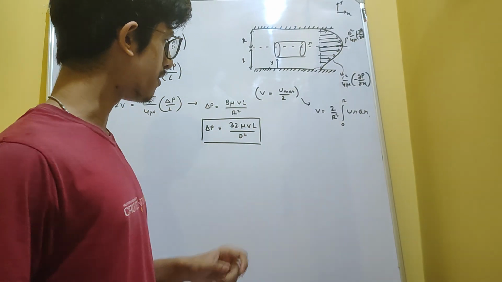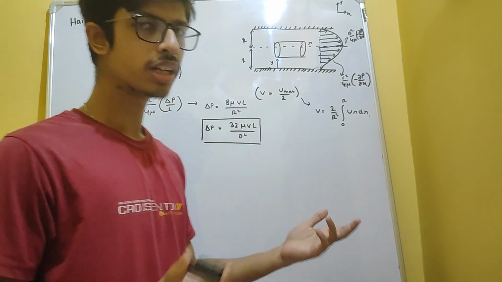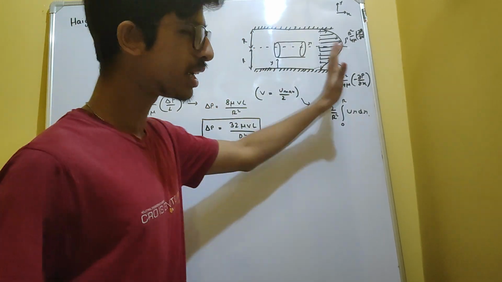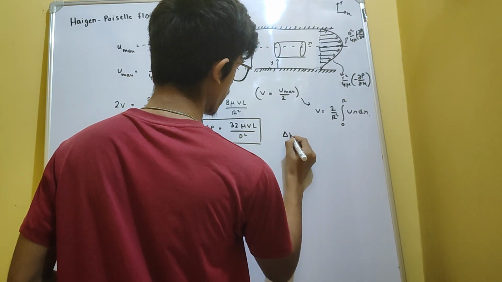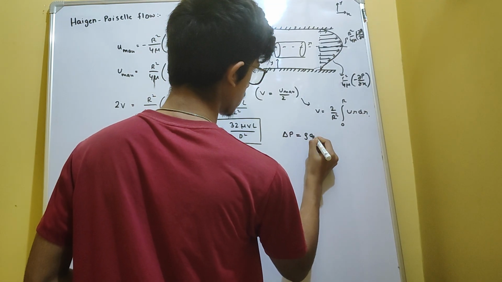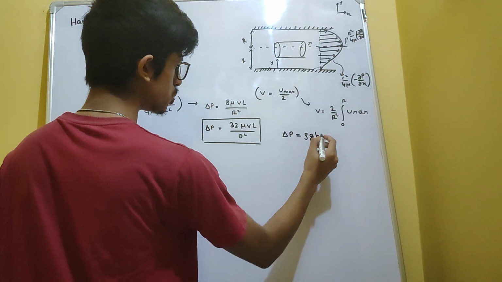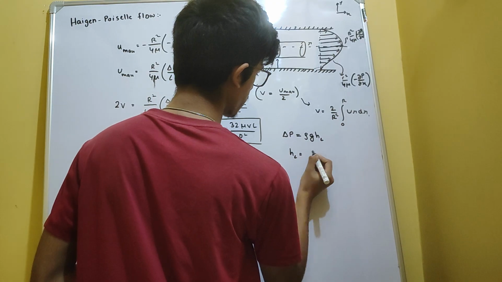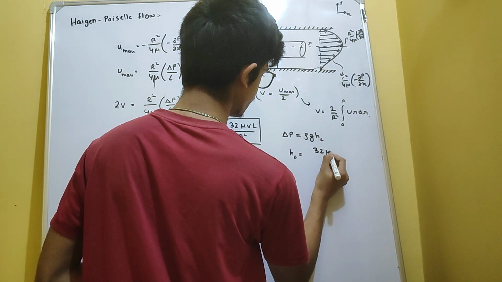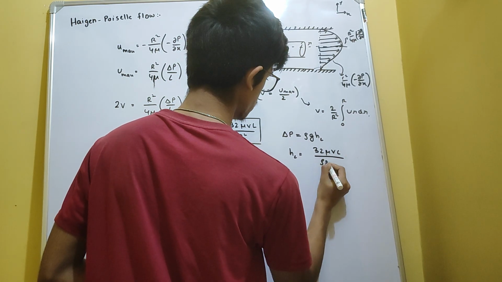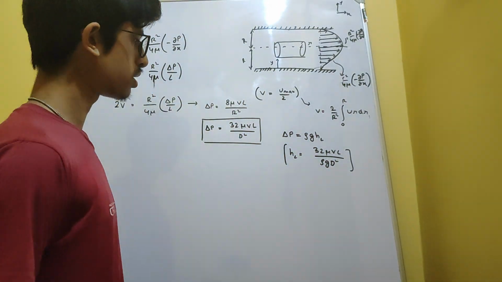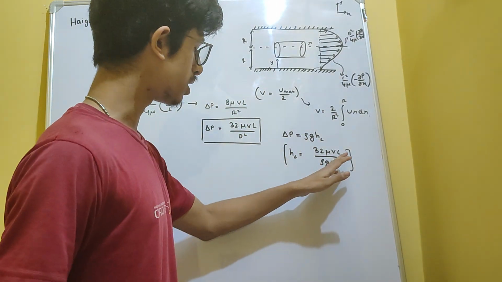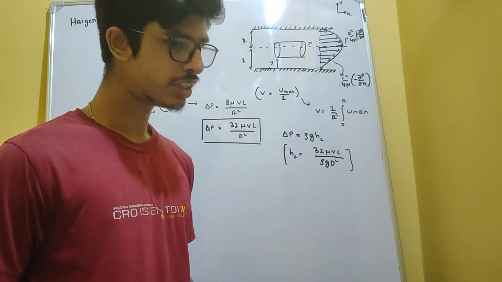And similarly for the average velocity, as you keep on increasing the average velocity, the pressure drop increases, right? So from the pressure drop equation, we can easily find the head loss. What is the head loss? That is governed by rho g into HL. So HL is the head loss, and HL can be written as 32 mu V L divided by rho g into d square. So these are some terms of head loss and pressure drop which are related with the average velocity.